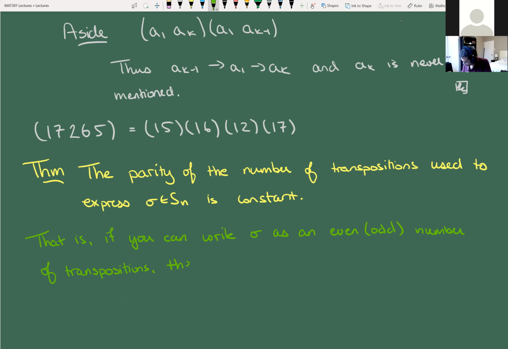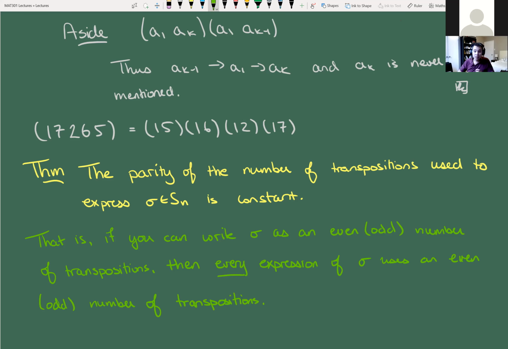Then every expression of sigma uses an even (and in brackets, odd) number of transpositions.